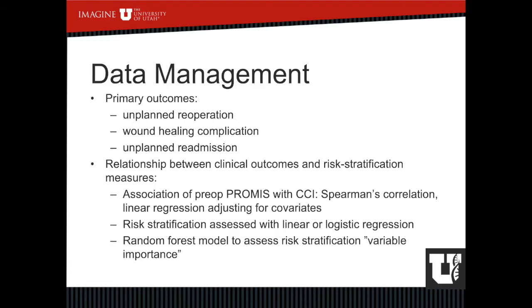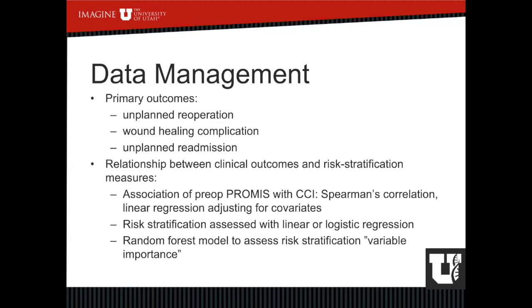Data management, again, our primary outcomes were unplanned reoperations, wound healing complications, and unplanned readmission. We then assessed the relationship between clinical outcomes and risk stratification measures, looking just at a simple correlation between the PROMIS scores and the Charlson Comorbidity Index, which is one of the most widely published risk stratification tools. And then we also used regression to look at risk stratification for these adverse outcomes based on the different stratification tools.